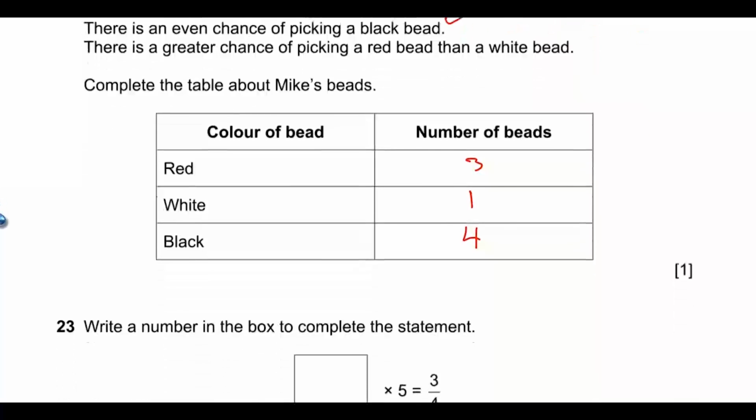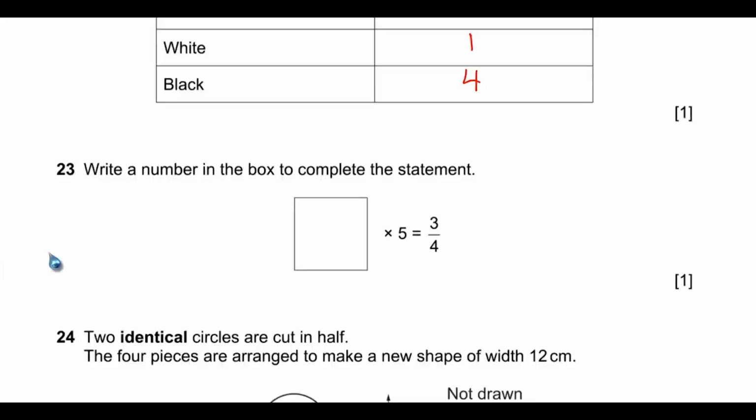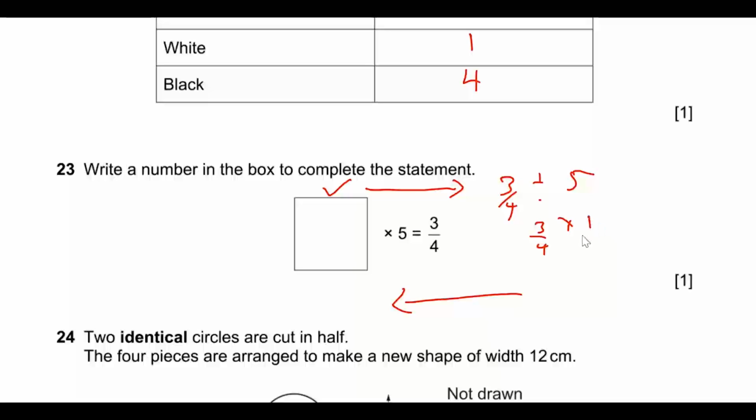Very interesting. Question 23. Write a number in the box to complete this statement. So a number multiplied by 5 gives 3 out of 4. So this is the forward movement. If you move backward like this, that is the inverse, it will be 3 over 4 divided by 5 that will give us the missing number here. So that will be 3 over 4 multiplied by 1 over 5, and that will be 3 by 1 gives 3, 4 by 5 gives 20. So the missing number here is 3 out of 20.